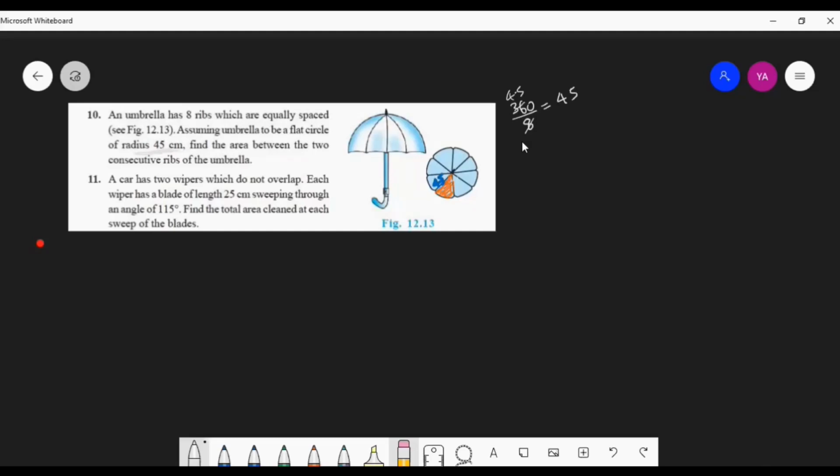So we got the angle of the sector and the radius. Then you can use the formula theta by 360 into pi r square. You will get the required area. This I leave to you.